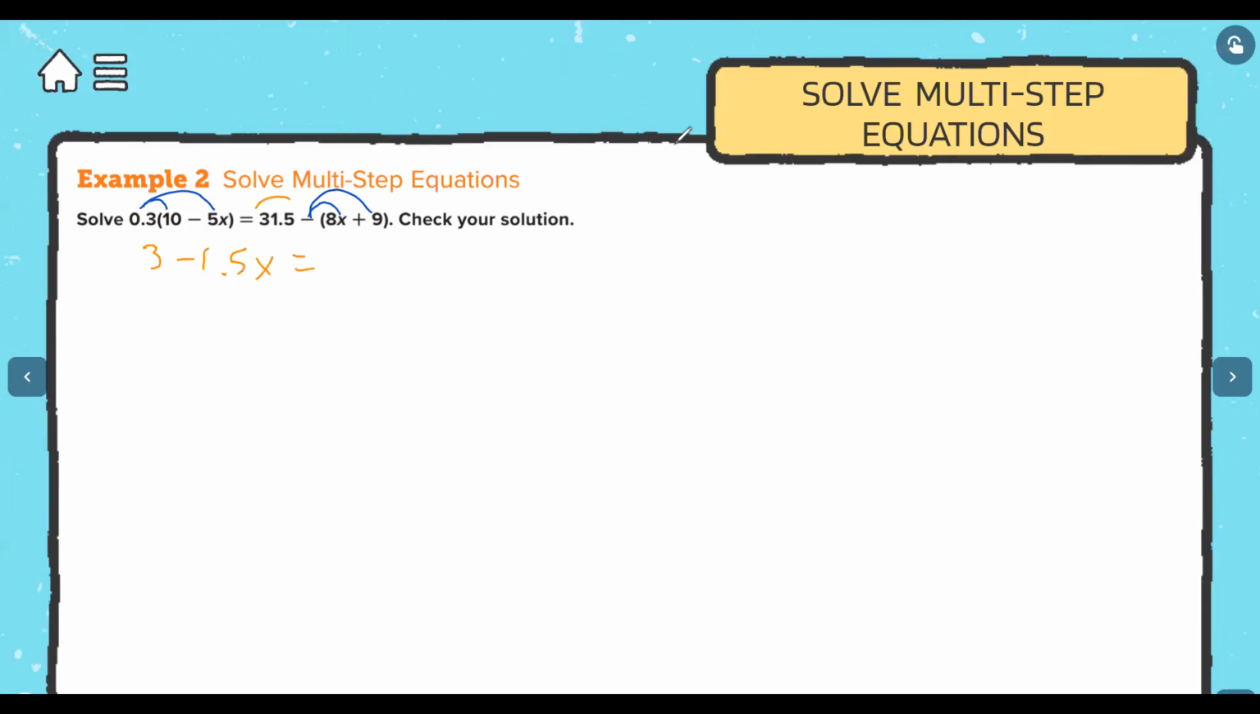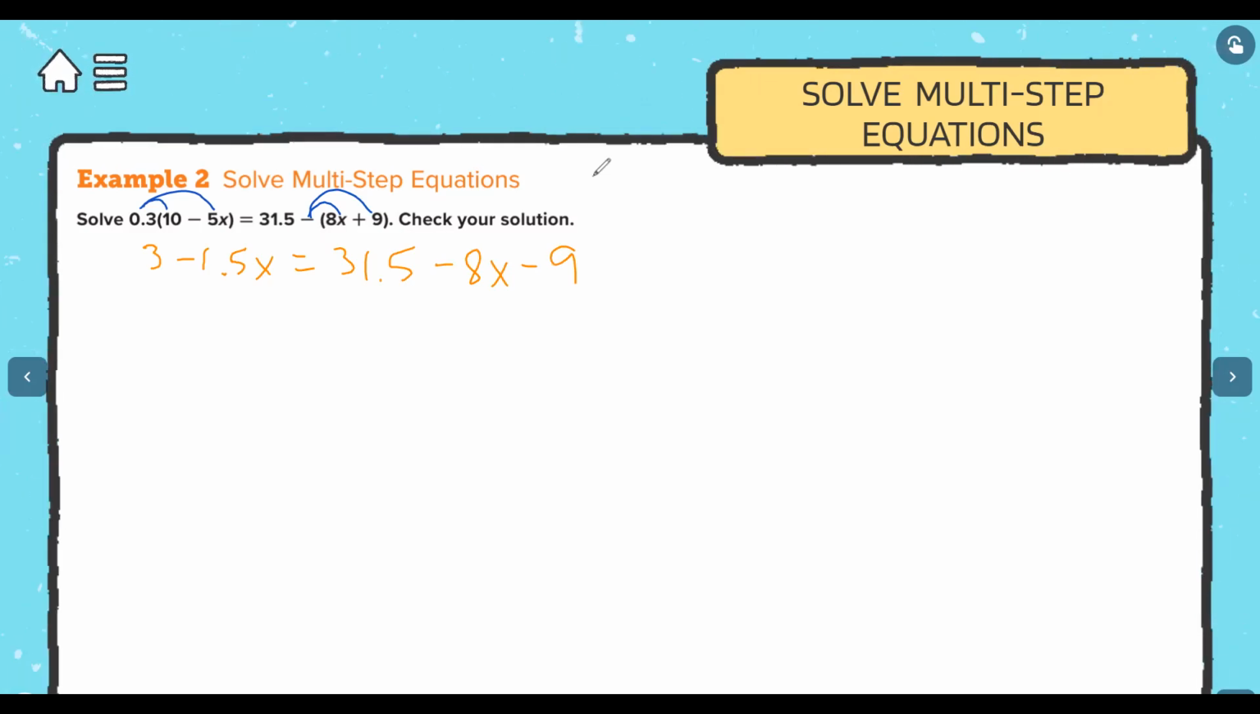It's equal to, I told you, this is not outside the parentheses, so it's not affected, 31.5. But what's affecting the ones inside the parentheses are the signs. So that negative is going to multiply the signs of the ones inside. Negative times 8x is negative 8x. And negative times a positive 9 will also be a negative 9. It's the same as if we had a negative 1 right here, right? Negative 1 times 8 is negative 8. And negative 1 times 9 is negative 9. Okay, that's how it works.